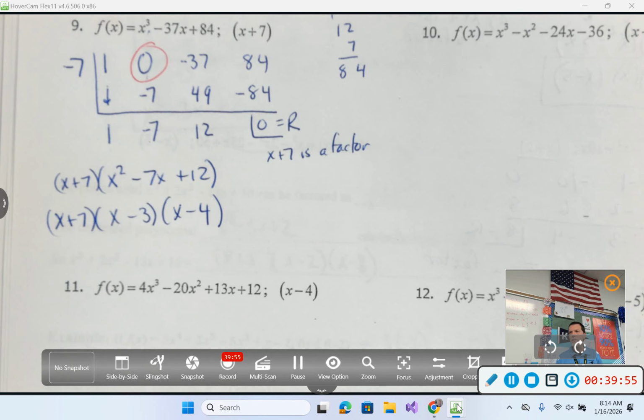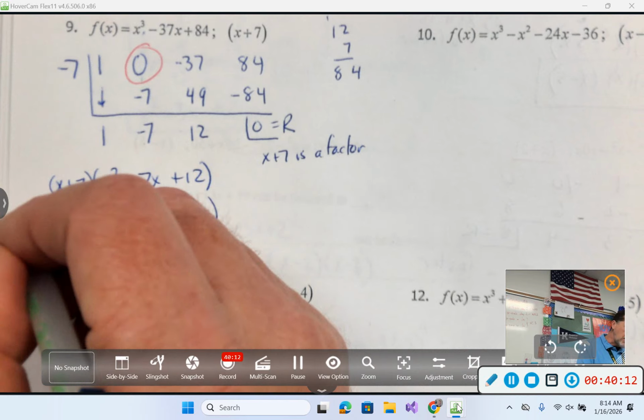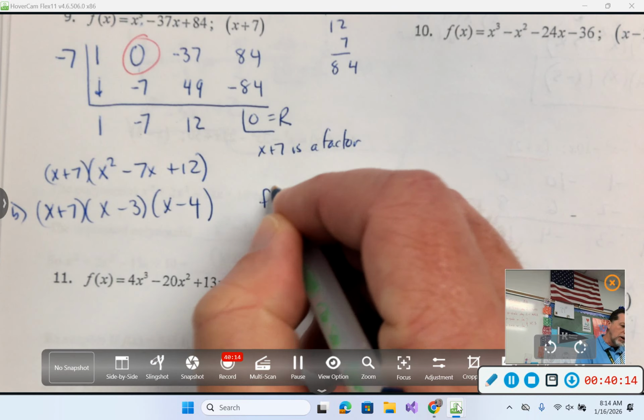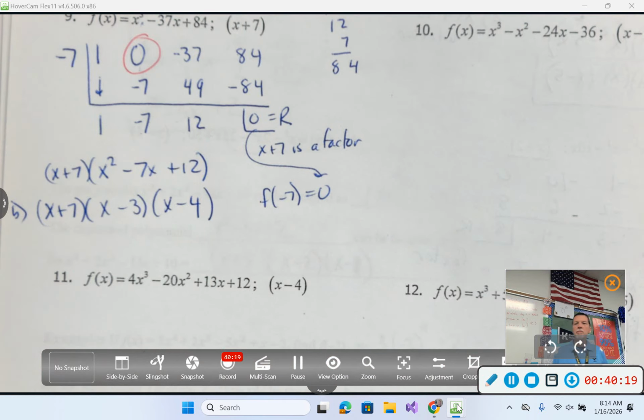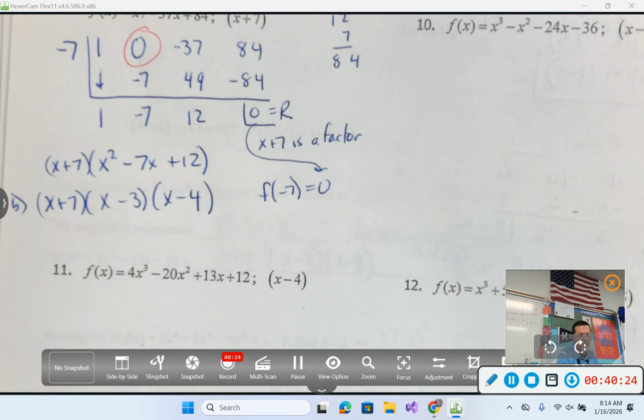Let me do another one while we're still here. What happens if it's not a factor? If it's not a factor, then you can't factor any further because that means the rest of it's not a factor either. So do you just leave it like that? Like your statement B, this is still true, f of negative 7 equals 0. That's true, but we want to factor further. If it's not a factor, you would say this and be done. All right, thank you.